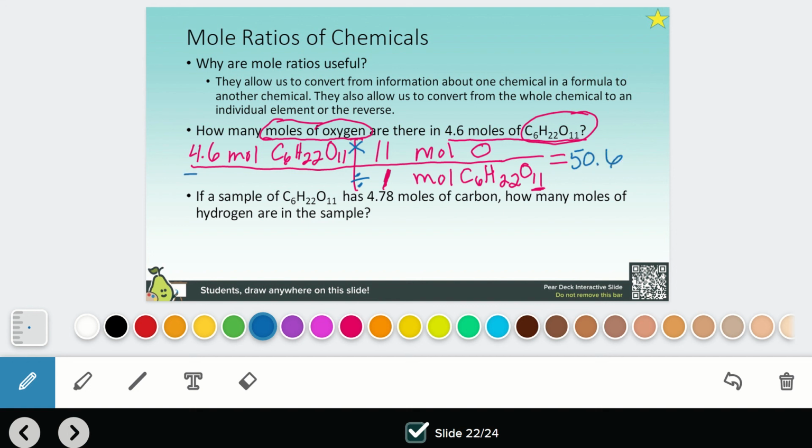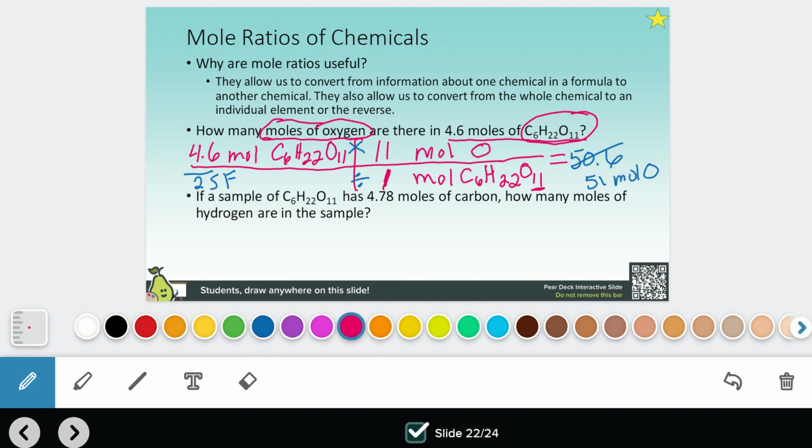Now we've only got 2 sig figs there, so we do have to round this to 51. And we get 51 moles of oxygen. All right. So if I had 4.6 moles of this chemical, within that I have 51 moles of just oxygen. Okay. All right, let's try another one.